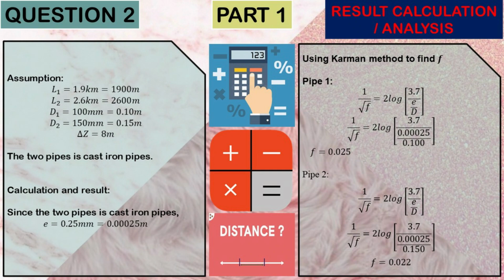Calculation and the result. Since the two pipes are cast iron pipe, the roughness coefficient is 0.25 millimeter. By using the Colebrook method, we can get the friction factor of pipe 1 as 0.025 and the friction factor of pipe 2 as 0.022.